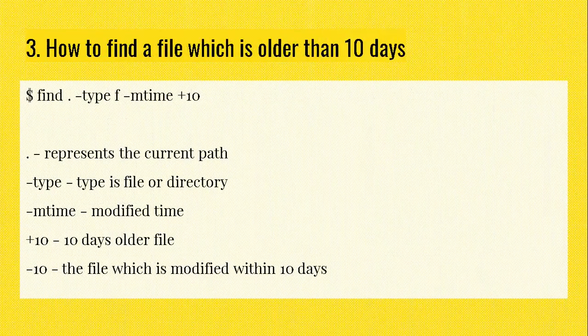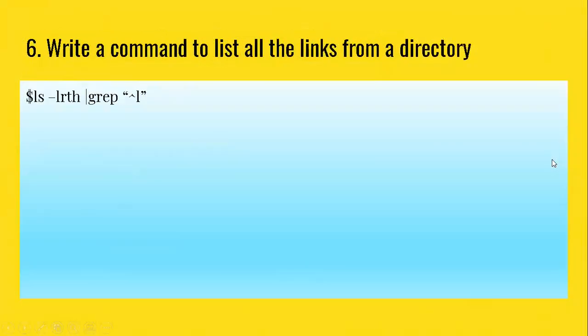How to find a file which is older than 10 days. So basically the simple syntax is find, and then after that dot, and then -type f. f stands for files and -mtime. -mtime is modified time. What is the next one?